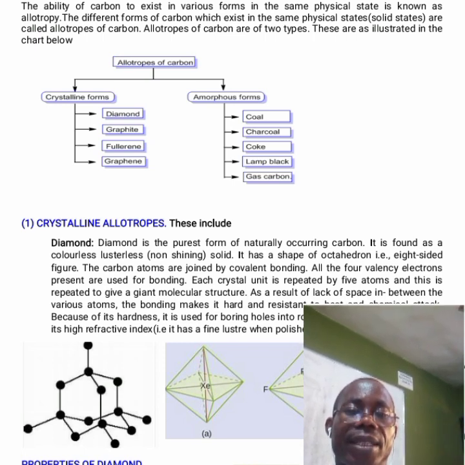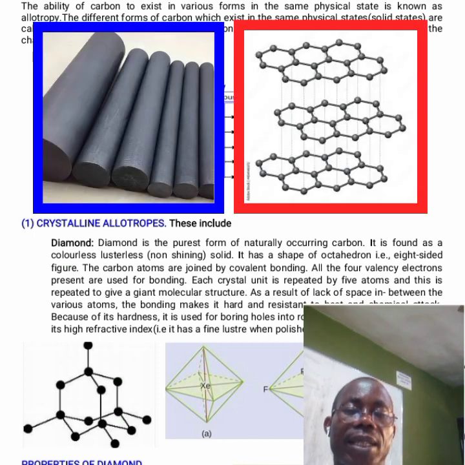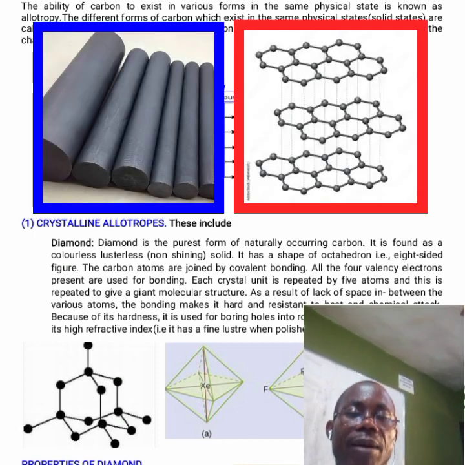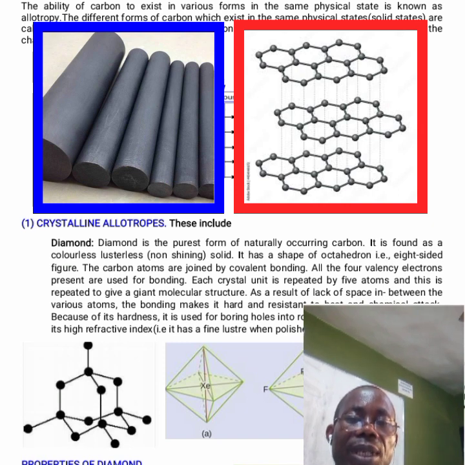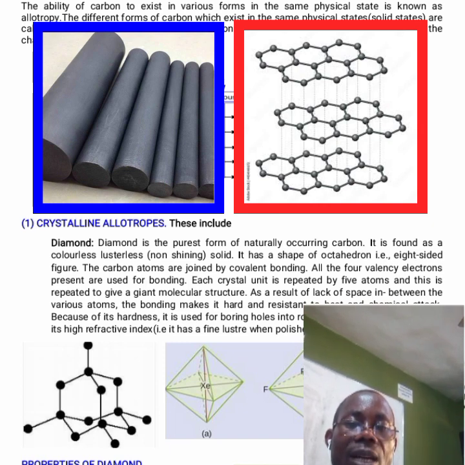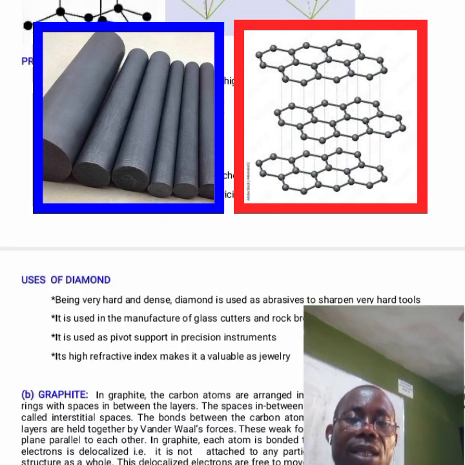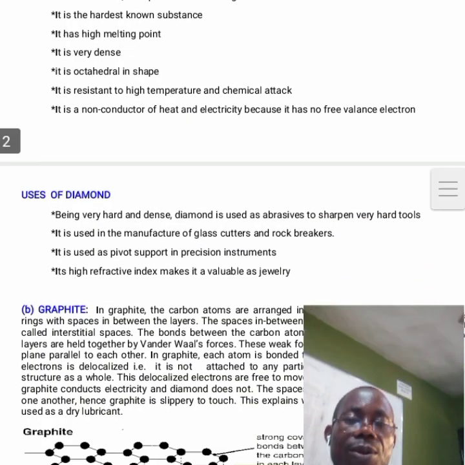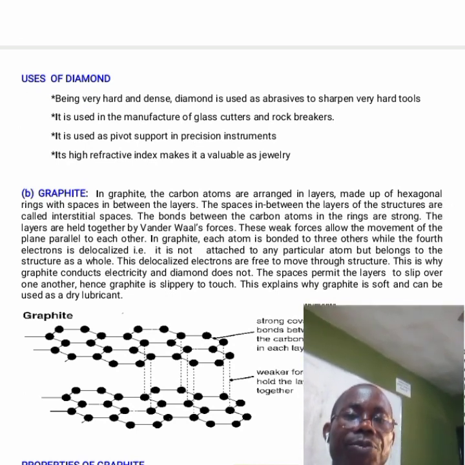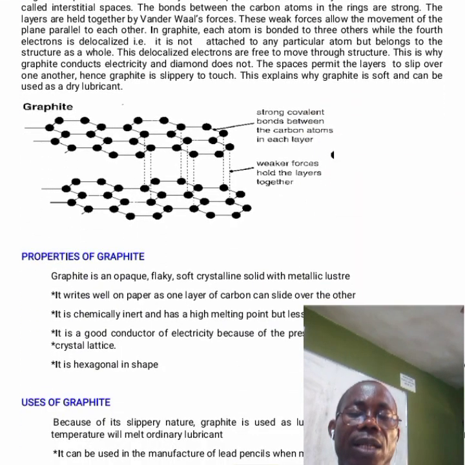Graphite is a form of carbon that is made up of atoms of carbon that are connected in layers. So in graphite, we have carbon atoms that exist in layers, and each layer is connected to the other through van der Waals forces. Now, uses of graphite.